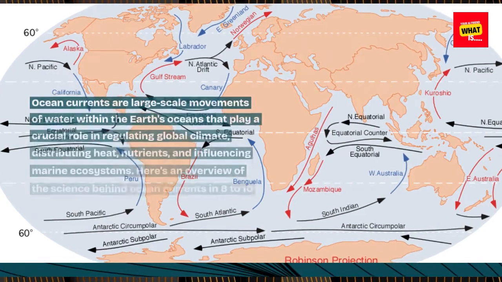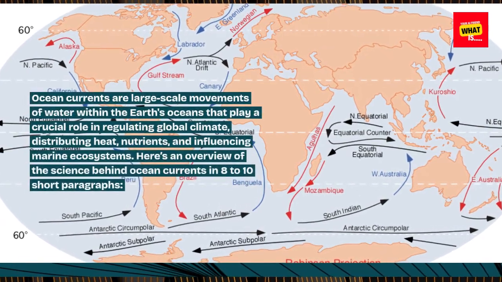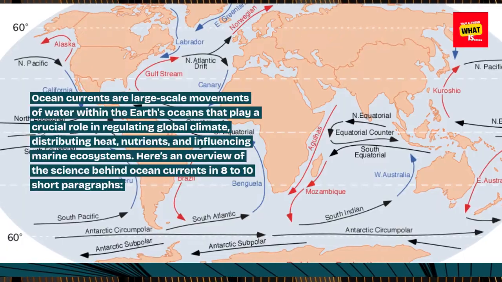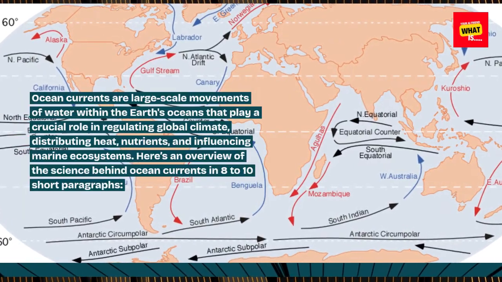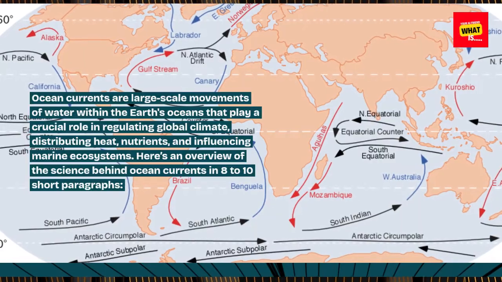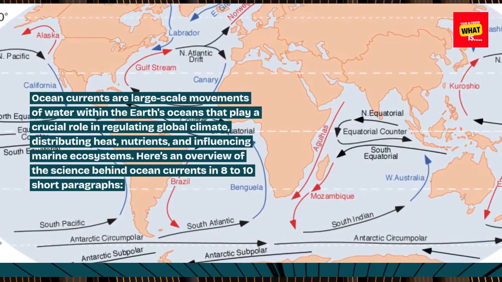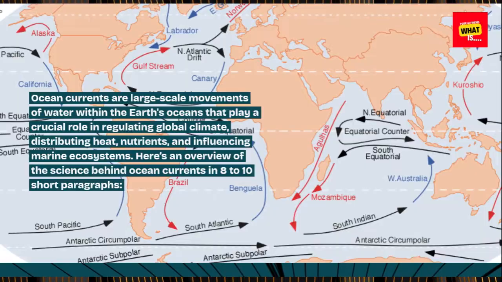Ocean currents are large-scale movements of water within the Earth's oceans that play a crucial role in regulating global climate, distributing heat, nutrients, and influencing marine ecosystems. Here's an overview of the science behind ocean currents in 8 to 10 short paragraphs.